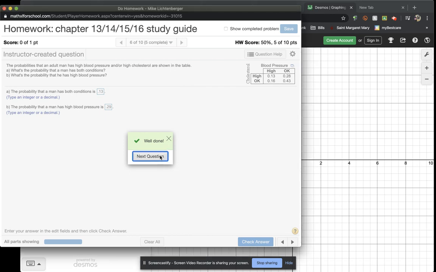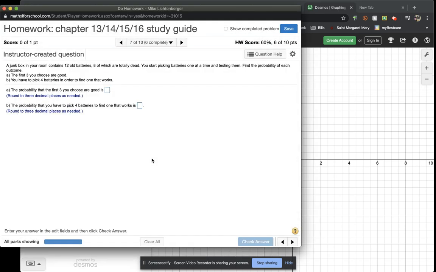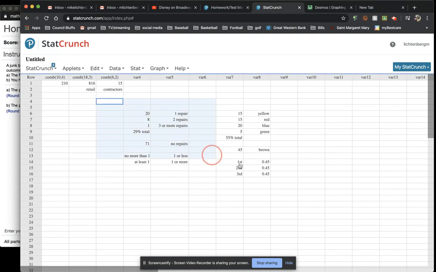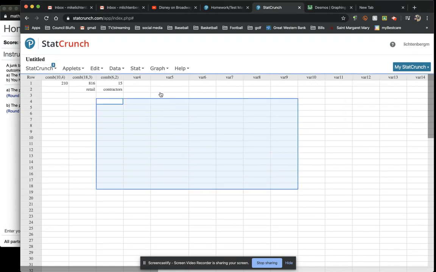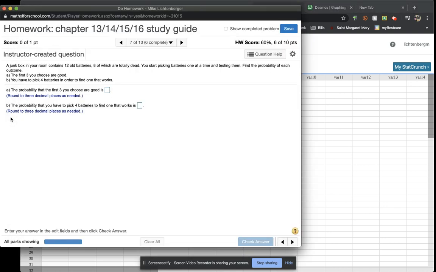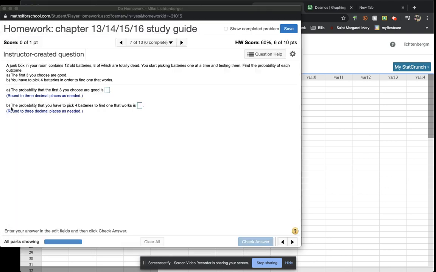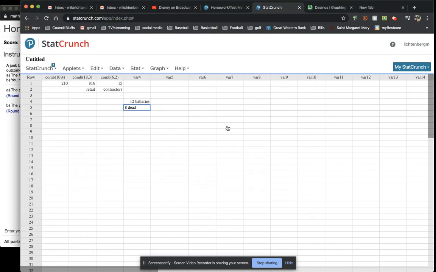Okay, here's the batteries question. All right, so let me get rid of all those. Okay. So the batteries question, we have 12 batteries total. 8 are dead. Okay. So that means 4 are good. 4 batteries are good.